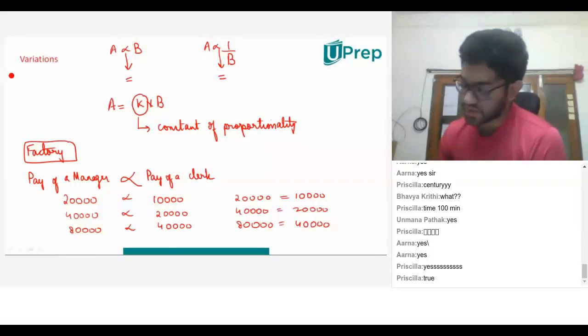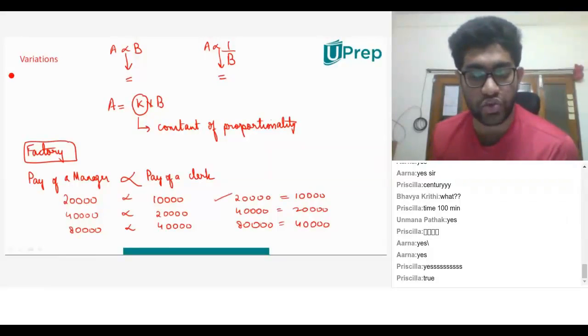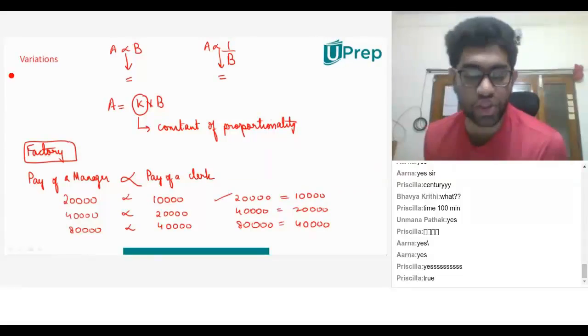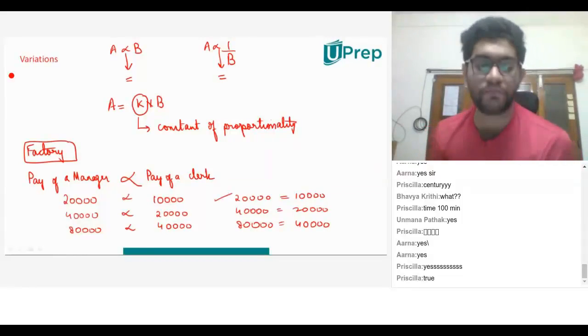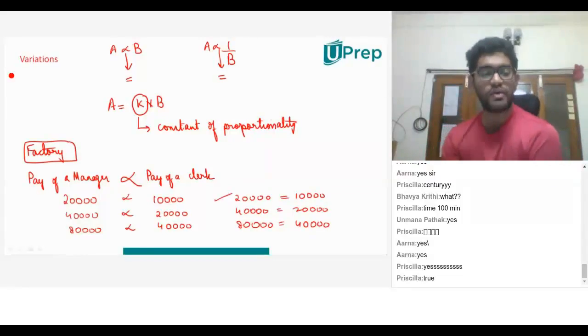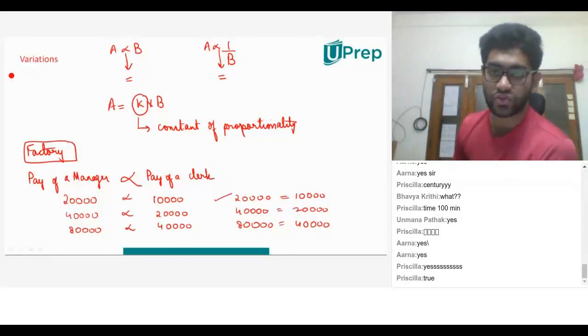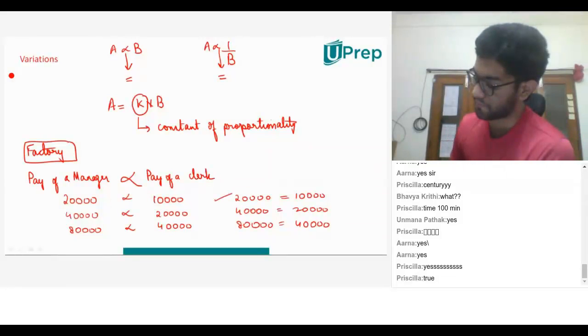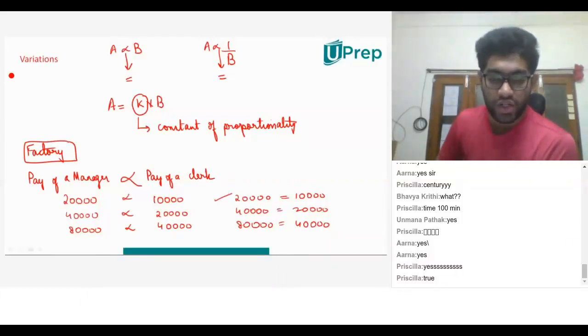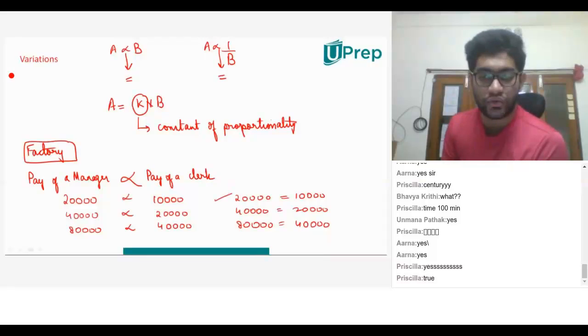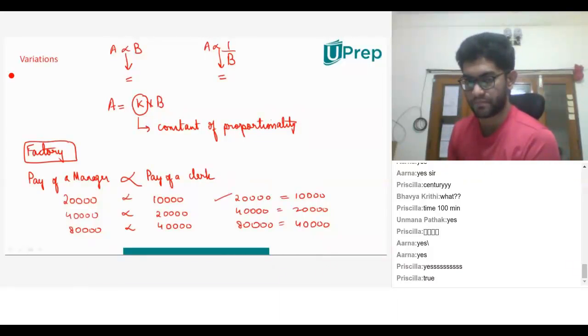Now, in the first case, which number should I multiply by 10,000 to make it equal to 20,000, Bhavya? What do I multiply 10,000 with to get 20,000? Bhavya, quick. Yes, sir. Sir, your voice is breaking. I'm not able to understand. Can you repeat that? Multiply with 10,000 to get 20,000.